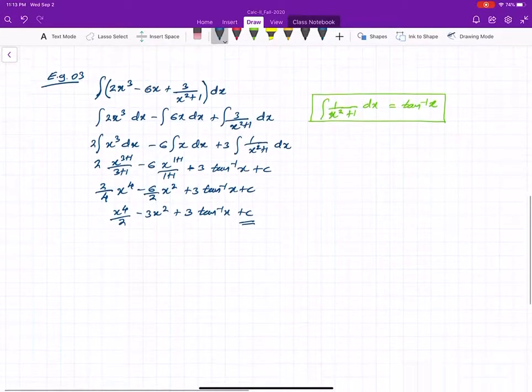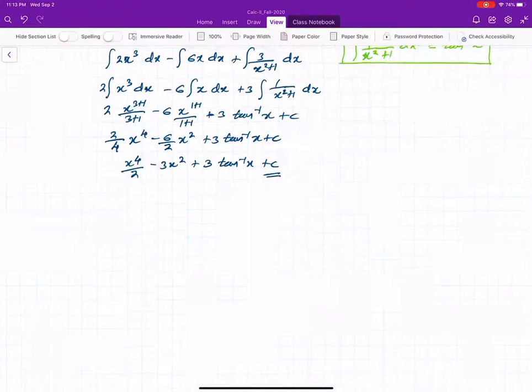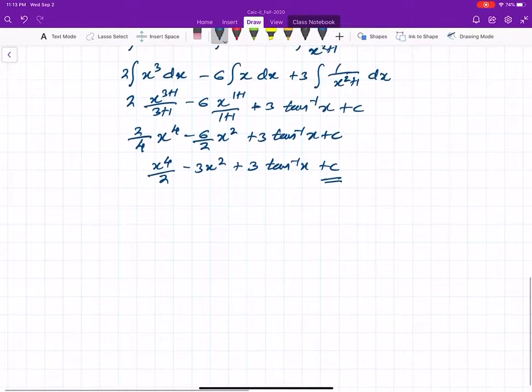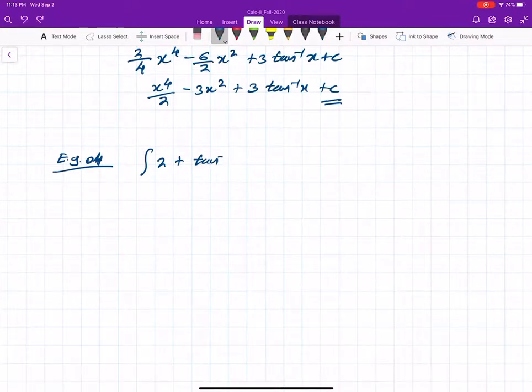The next problem, that is problem number 4. That is the integration of 2 plus tan square theta d theta. All right.